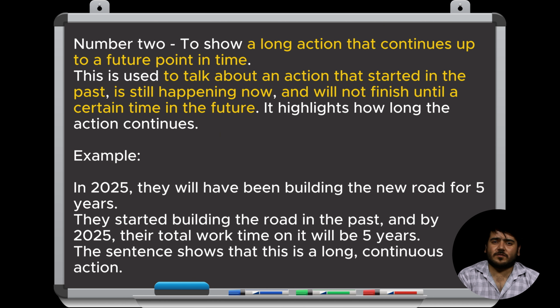Example, in 2025, they'll have been building the new road for 5 years. They started building the road in the past, and by 2025, their total work time on it will be 5 years. The sentence shows that this is a long, continuous action.